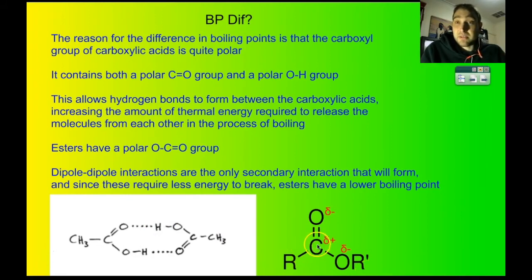The ester does have a polar group, so it's got this polar carbonyl group here, and there's also a polarity difference between the carbon and oxygen down here. But the strength of the dipole generated by these polar groups isn't anywhere near as strong as the hydrogen bonding generated over here. So hydrogen bonding requires a lot more energy to separate than the dipole generated in the ester of similar molar mass. So that's why the isomeric acid will have a higher boiling point.